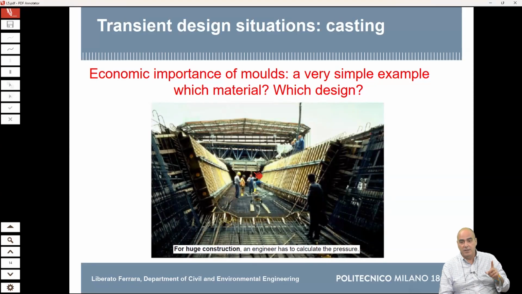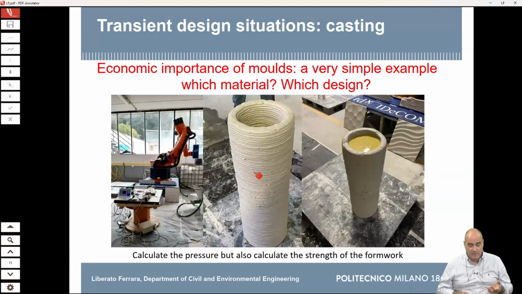Concrete is a fluid which weighs 2.4, 2.5 times more than water because its specific gravity is 2400 kilos per cubic meter. So when it's in the fluid state, and you have to consider it as a fluid, can you imagine the hydrostatic pressure and the bending moment that a mold must resist in order to perform its job? So alternatives, well, nowadays 3D printing has become popular.